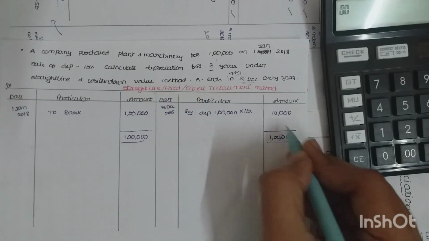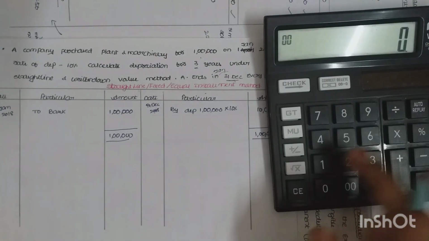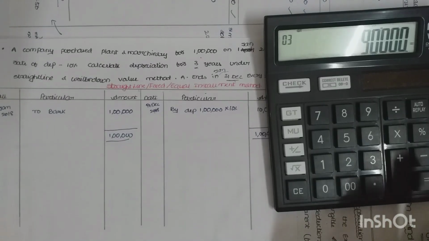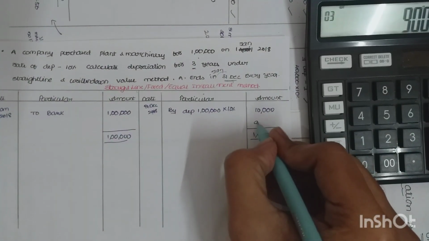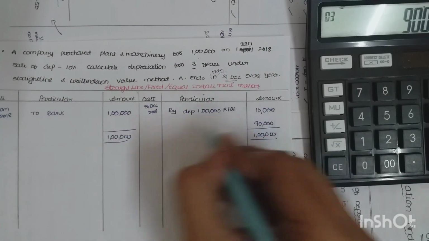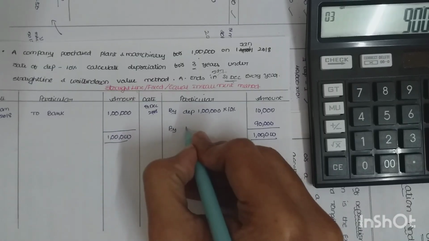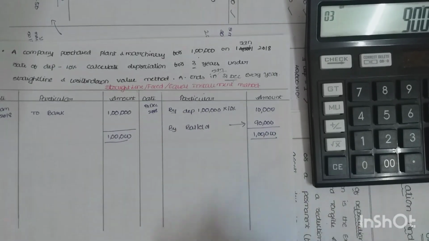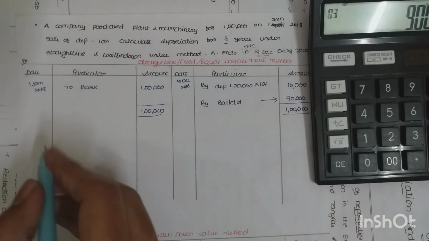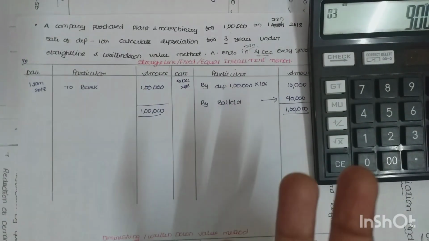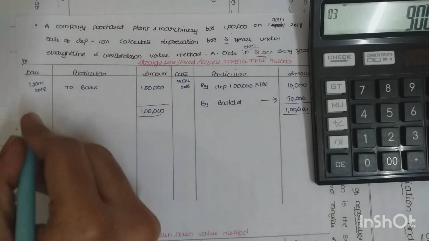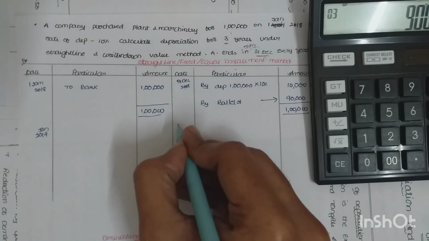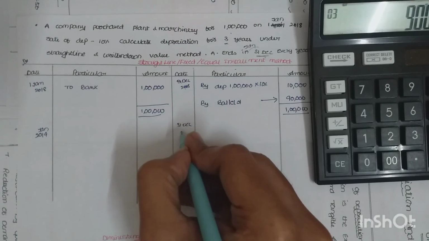So 1 lakh, leave some gap. Okay, 1 lakh minus 10,000 comes to 90,000. So this is the balance. By balance carry down. For how many years did he ask? 3 years, right? 2018 we have prepared, then 2019 and 2020. So we are preparing for 2019: January it will start, 31st December 2019 it will end.